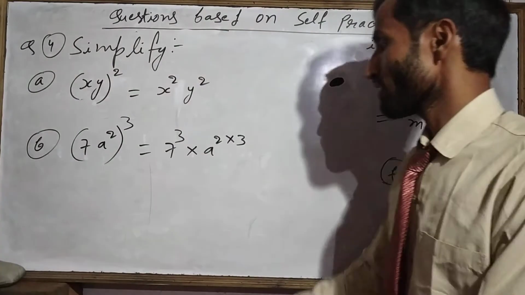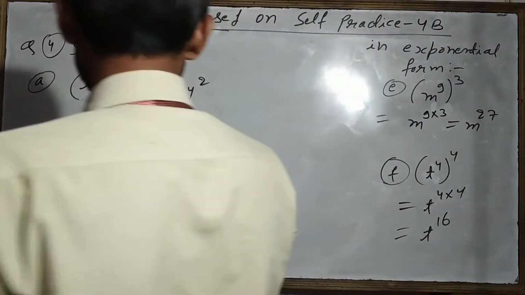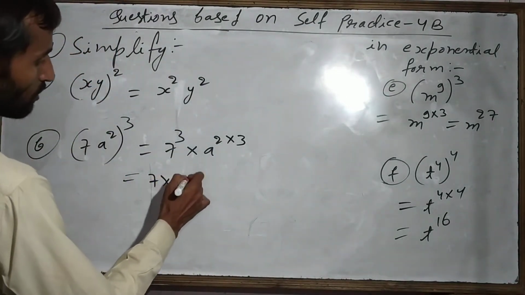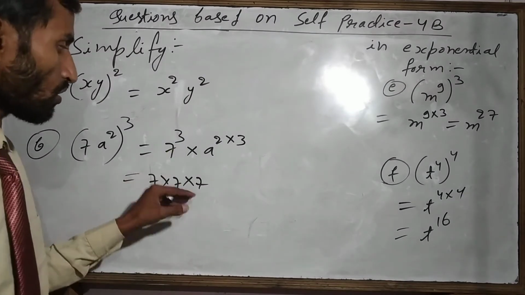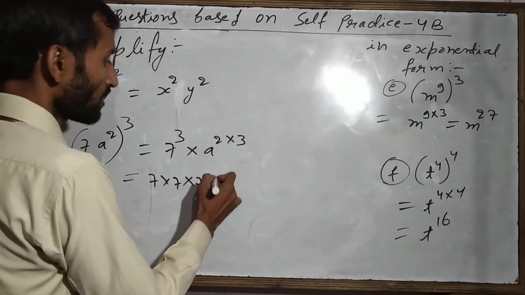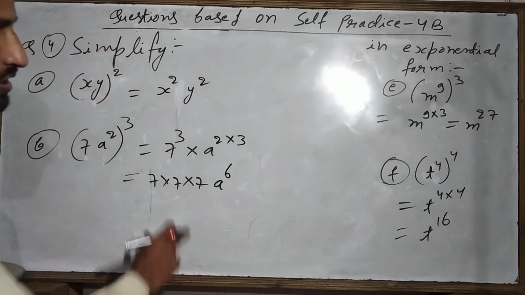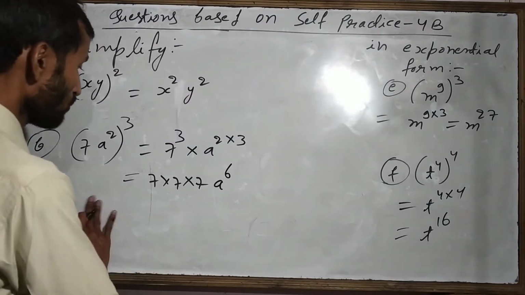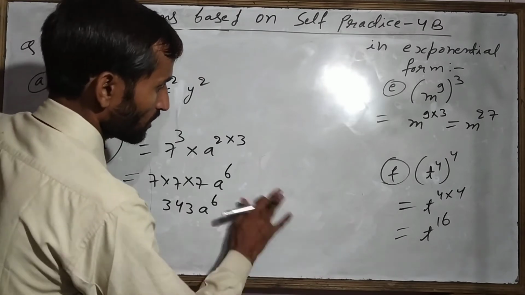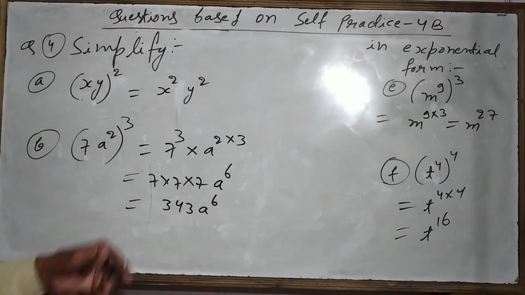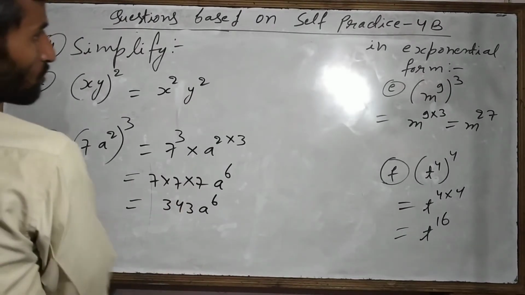So what will we do in this case? 7 power 3 means 7 into 7 into 7, 3 times it will multiply. If the question says simplify, it means we have to find the exact value of the constant. And here a power 2 into 3, a power 6 will come. So 7 7s are 49, 49 7s are 343 will come. 343 a power 6. Okay, so this type of question will come, then you have to find the exact value, the same way you have to do.